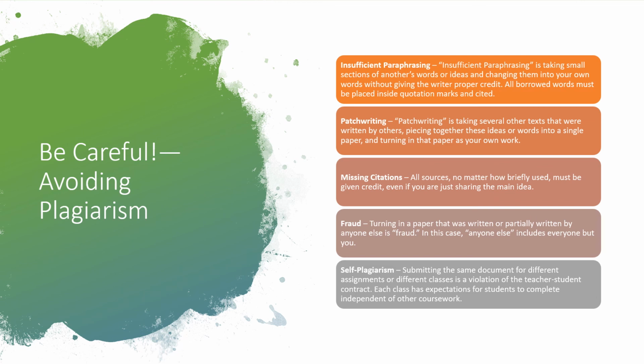Fraud is the most obvious kind of plagiarism. That's turning in a paper that was written or partially written by anyone else other than you, and that's fraud, right? Anyone else includes everyone but you. There's one other kind that sometimes we don't talk about enough, and that's self-plagiarism. Submitting the same document for different assignments or different classes is a violation of the teacher-student contract. Each class has expectations for students to complete independent of other coursework, right?